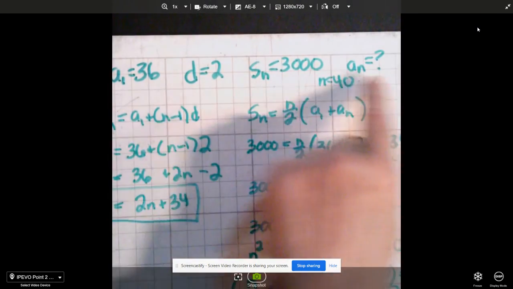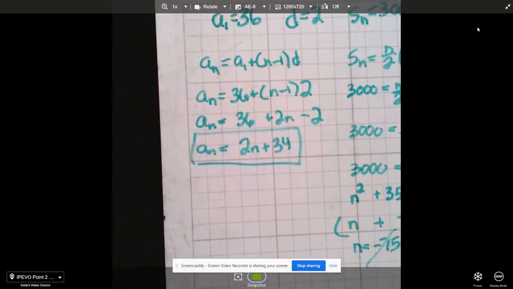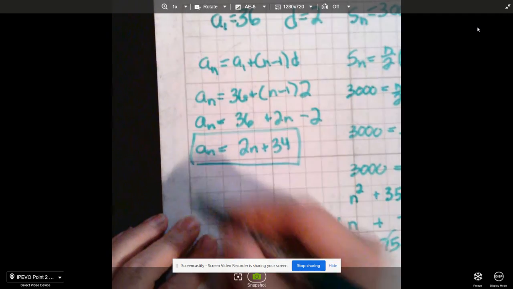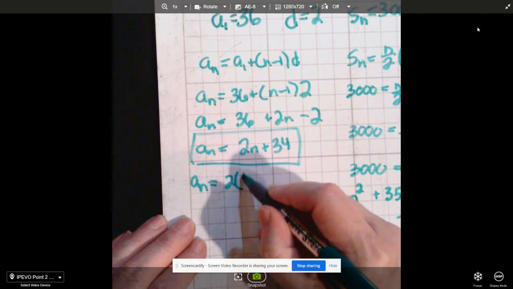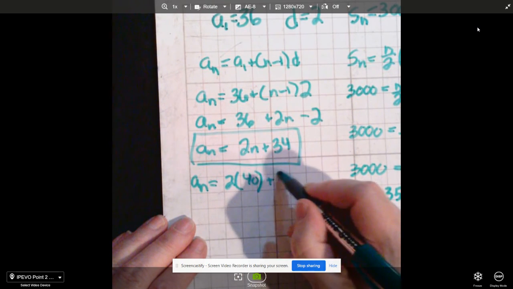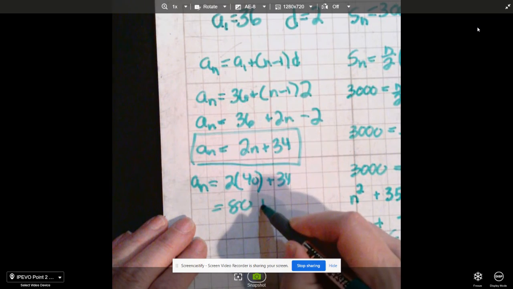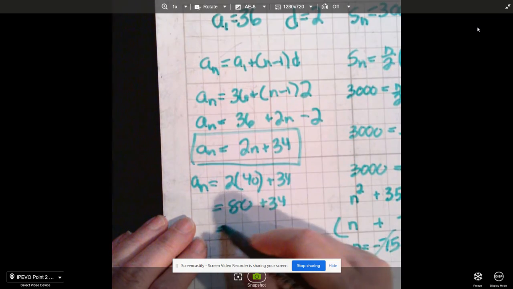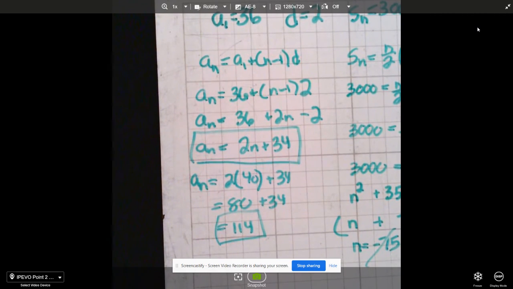Well, that's terrific, but it didn't ask me what N is. It asked me what AN is. So now I have to go back to this formula and say AN equals 2 times 40 plus 34. This is going to give me 80 plus 34, so 114. So there'll be 114 seats in the last row.